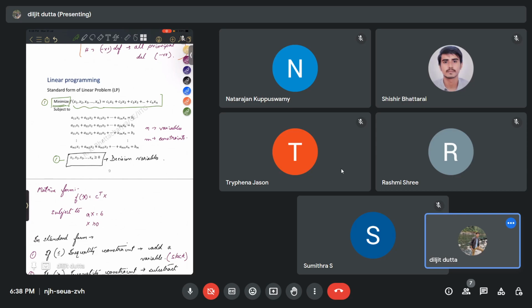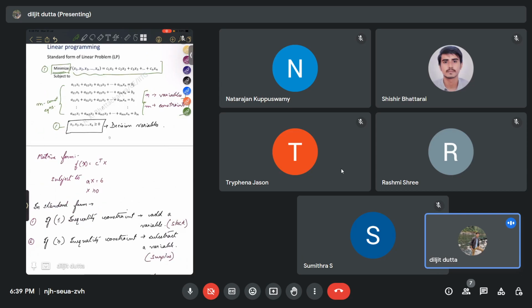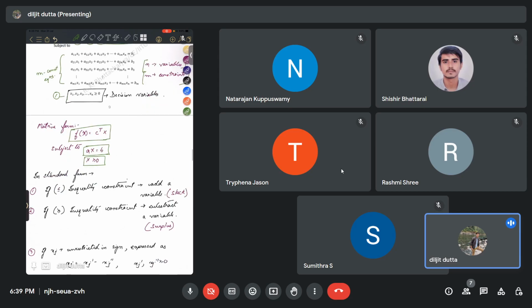So in a typical problem, there will be n variables and m constraints. So m constraint equations and n variables, x1 to xn. This can be written in matrix form. The problem is f of x equal to c transpose of x, subject to Ax equals b. This is the constraint, and x greater than or equal to 0. These are the decision variables.